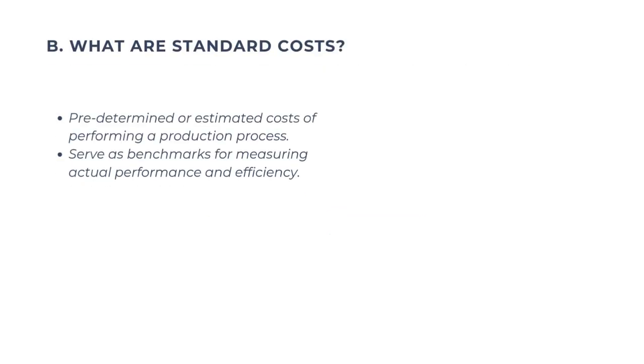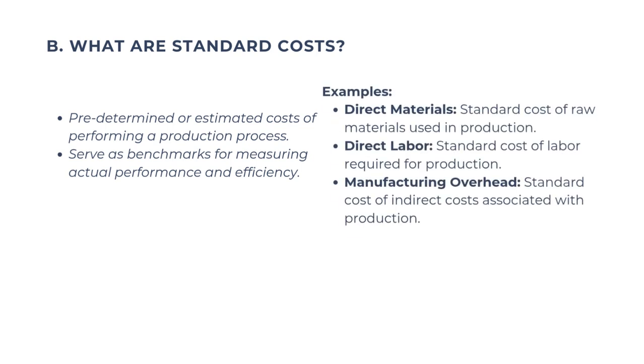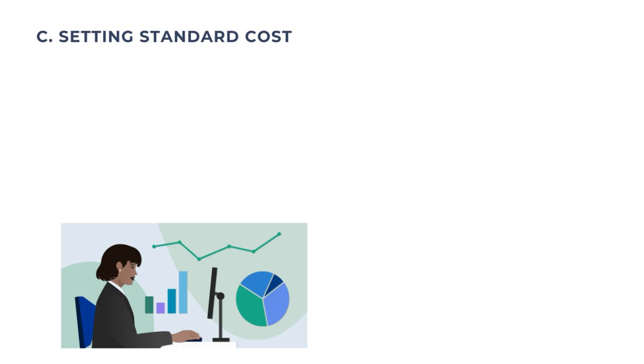Standard costs are estimated costs for completing a task or producing a product. They cover direct materials, direct labor, and manufacturing overhead. These benchmarks help businesses gauge how well they're performing. For example, we can set a standard for how much raw materials should cost or how many labor hours a task should take. Setting standard costs is a foundational step in cost control and performance measurement. These costs serve as benchmarks that allow managers to compare what should have happened against what actually occurred.